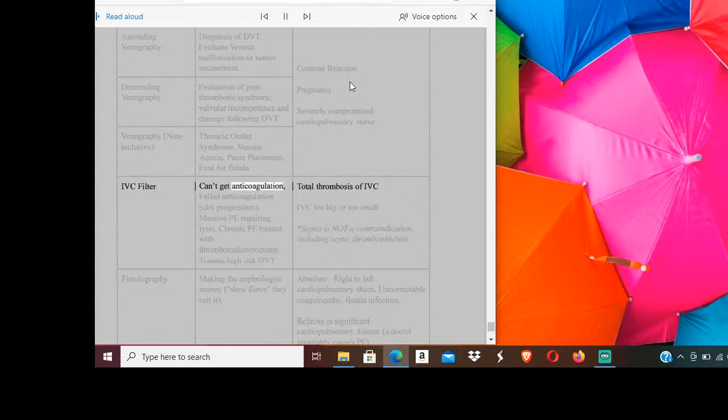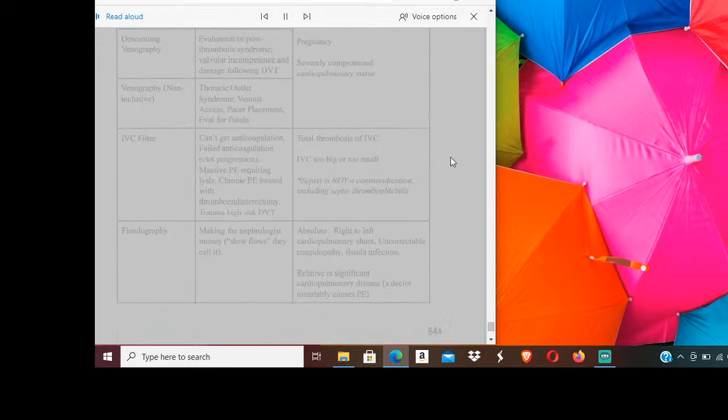IVC filter: can't get anticoagulation, total thrombosis of IVC, failed anticoagulation, clot progression, IVC too big or too small, massive PE requiring lysis, chronic PE. Sepsis is not a contraindication, including septic thrombophlebitis. Trauma, high risk DVT. Fistulography, making the nephrologist absolute: right to left shunt, uncorrectable coagulopathy, fistula infection. Relative is significant cardiopulmonary disease, as a declot invariably causes PE.